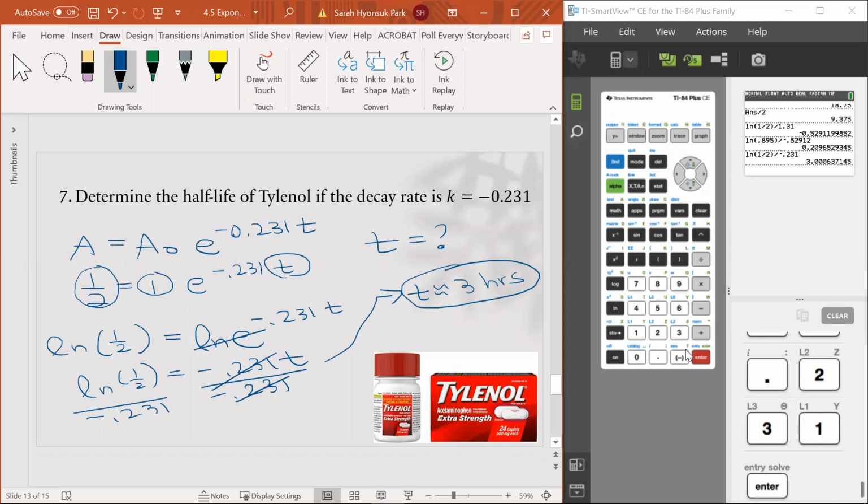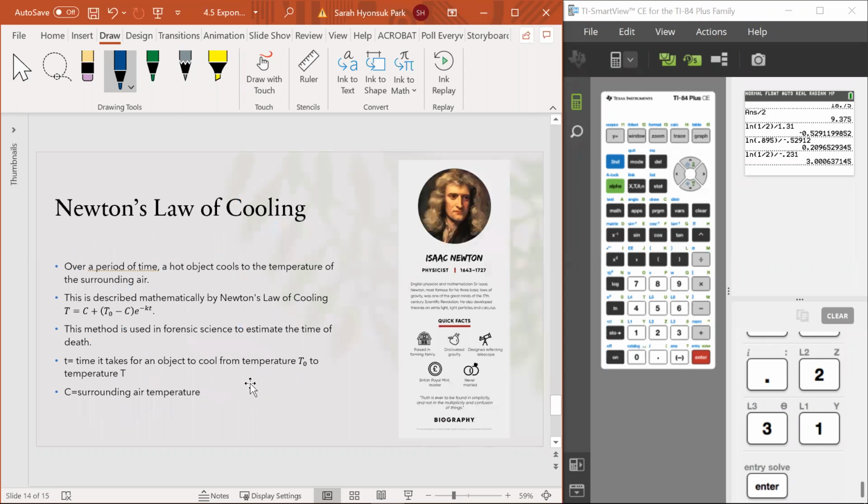That's the amount of time it takes, if you take 1 pill, to take that down to half a pill. So that's why it says you have to keep taking it every 4 to 6 hours to maintain that concentration. Right, what is the last topic?